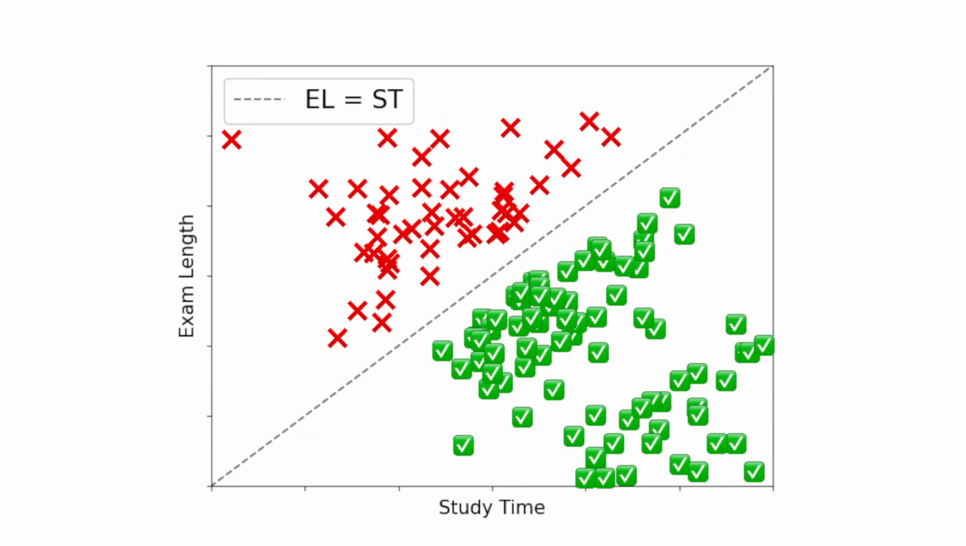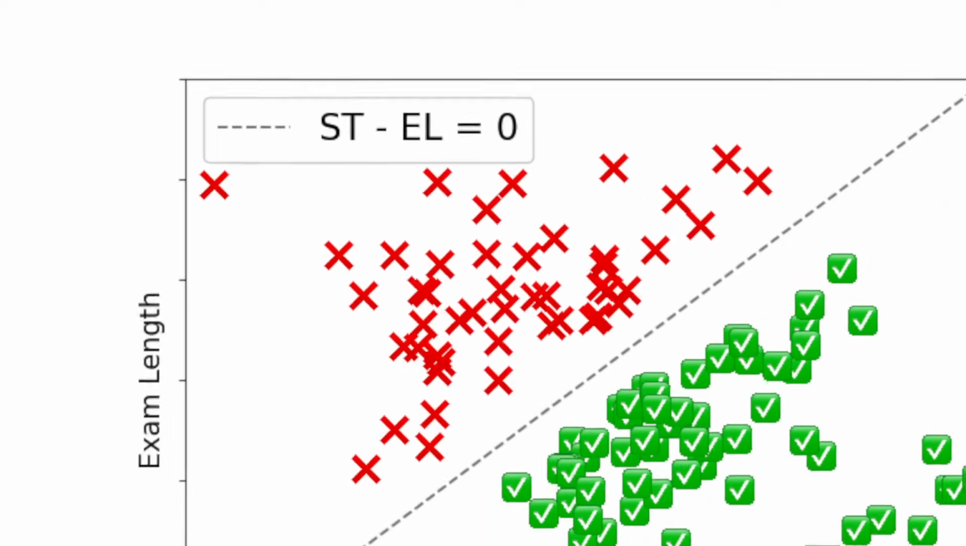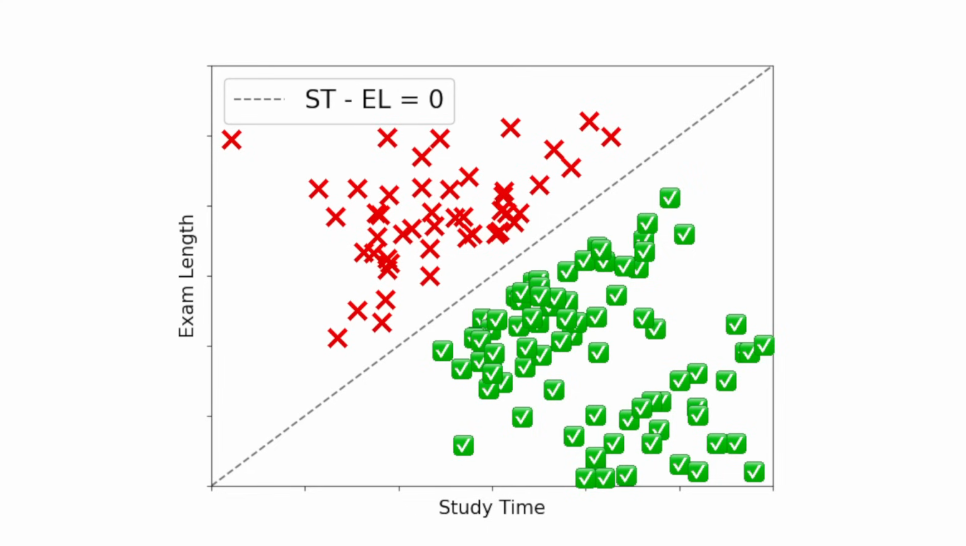We'll rewrite this equation as study time minus exam length equals 0. Although you may be less familiar with the equation of a line in this form, it's a crucial step to unlocking the secrets of logistic regression. We can interpret this line as meaning students need to study at least as much as the exam is long in order to pass. But if a student just barely studied more than their exam length, we can't be that confident they will pass the exam. At least not as confident as we would be for a student who studied significantly more than their exam length.